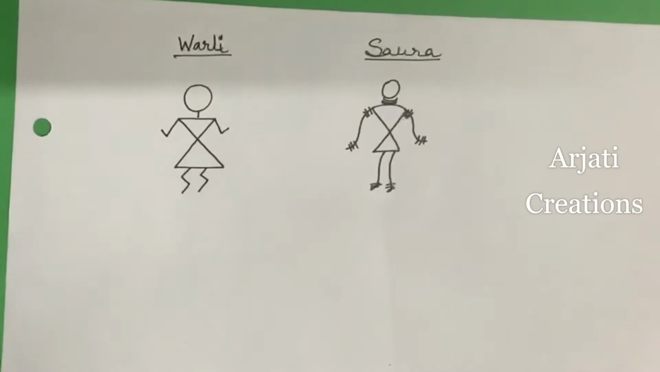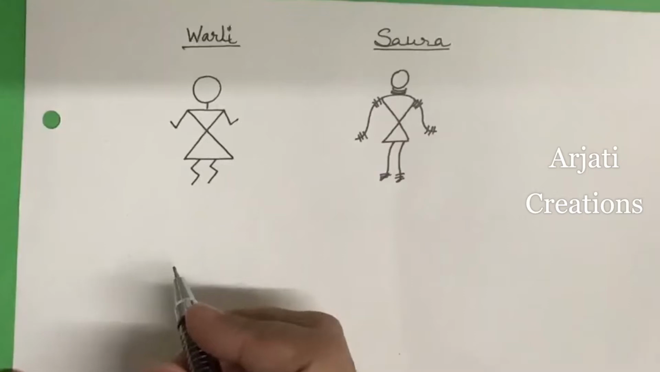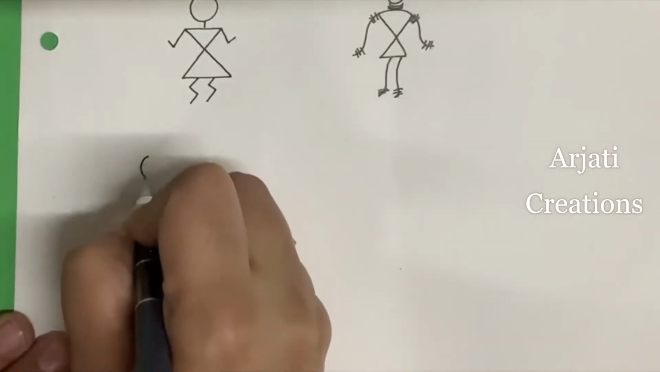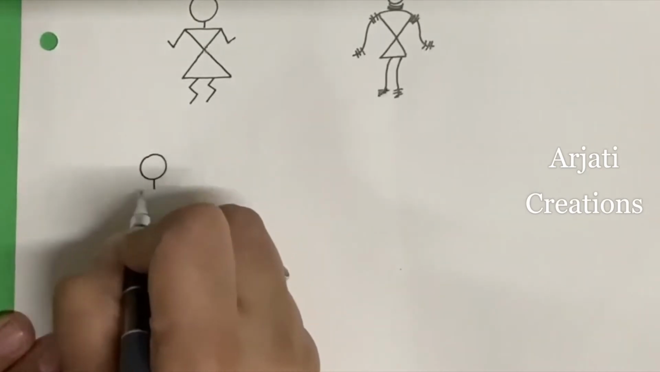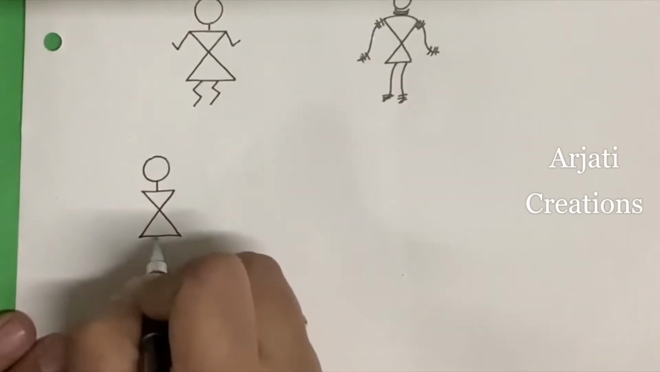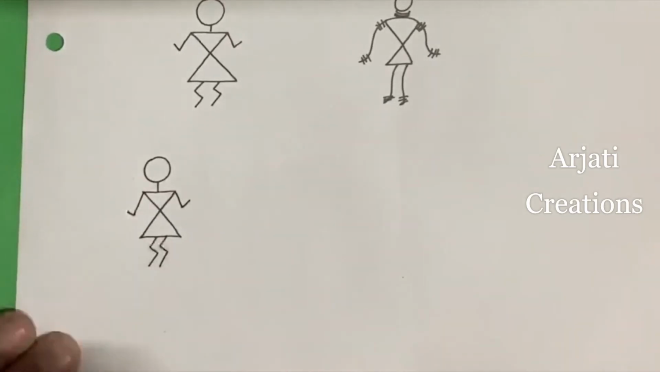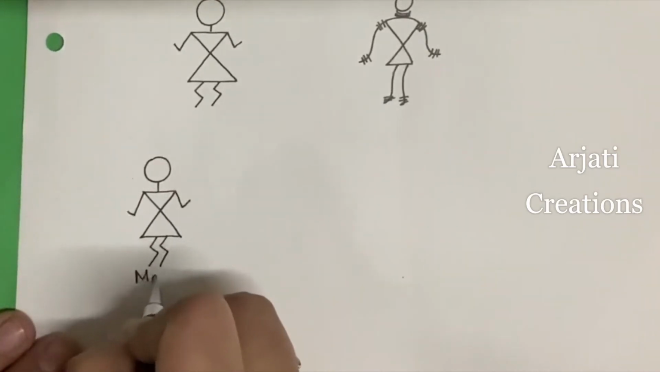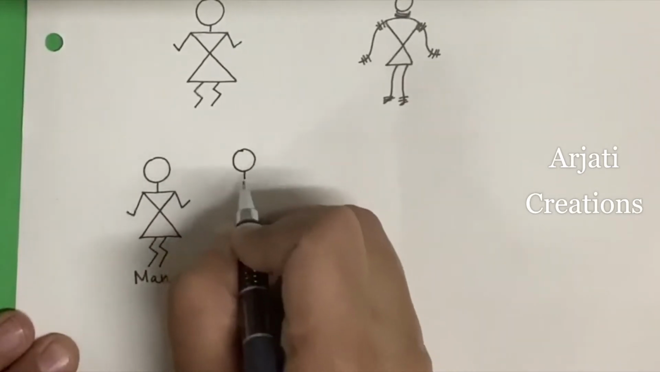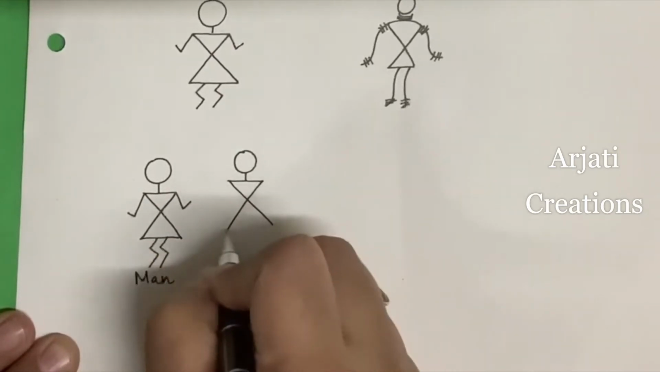Now the second difference between Warli art and Sora art is that generally in Warli art, male and female figures are very different. In a typical Warli art painting, you will find a distinction between the male and the female figures. So this is a typical male figure in Warli art. So this is a Warli man. You will also find differences in the kids and in the aged people also. In a Warli woman, there is a difference.